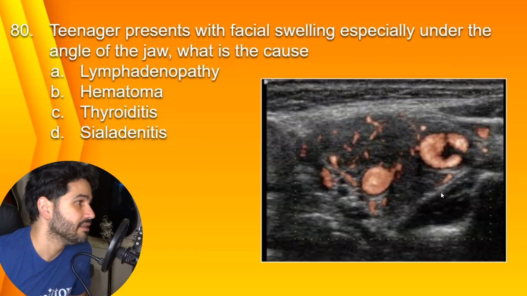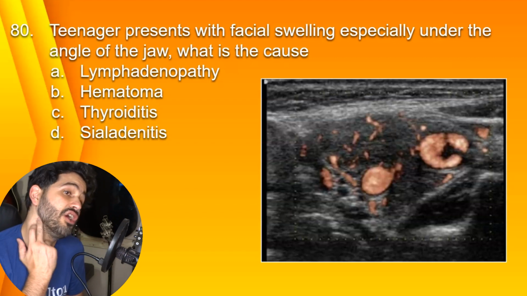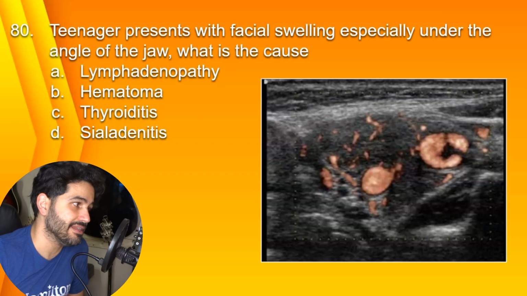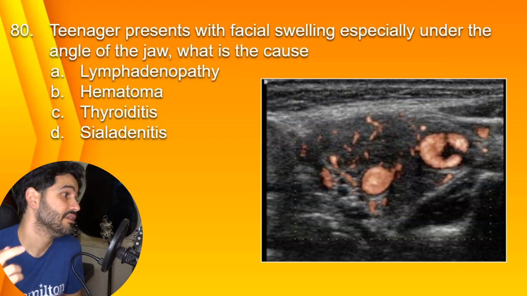Number 80. A teenager presents with facial swelling, especially under the angle of the jaw, right here. What is the cause? A. Lymphadenopathy, B. Hematoma, C. Thyroiditis, or D. Sialadenitis. All right, so a lymphadenopathy would be an enlarged lymph node, which is very common down here.